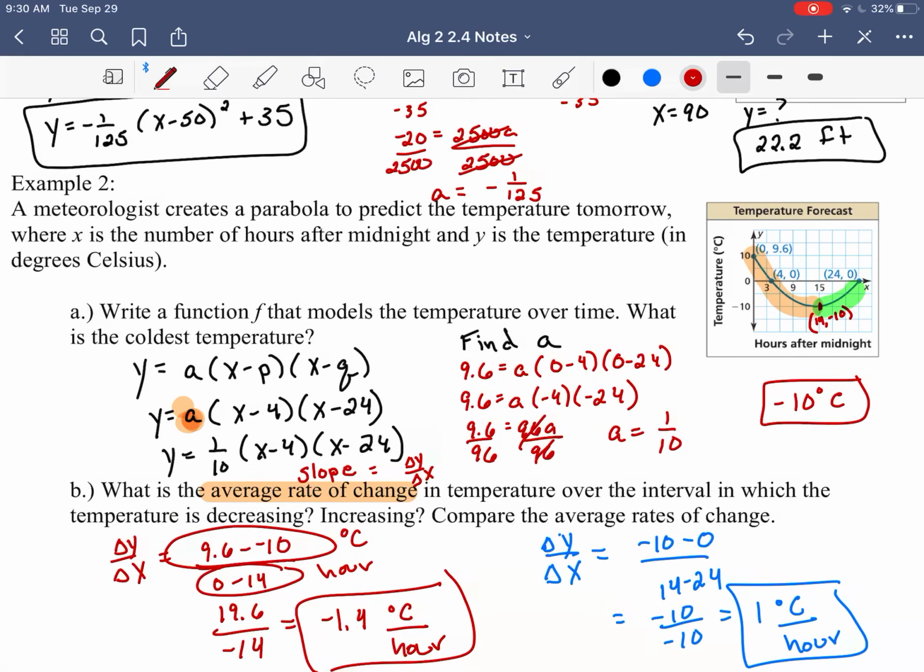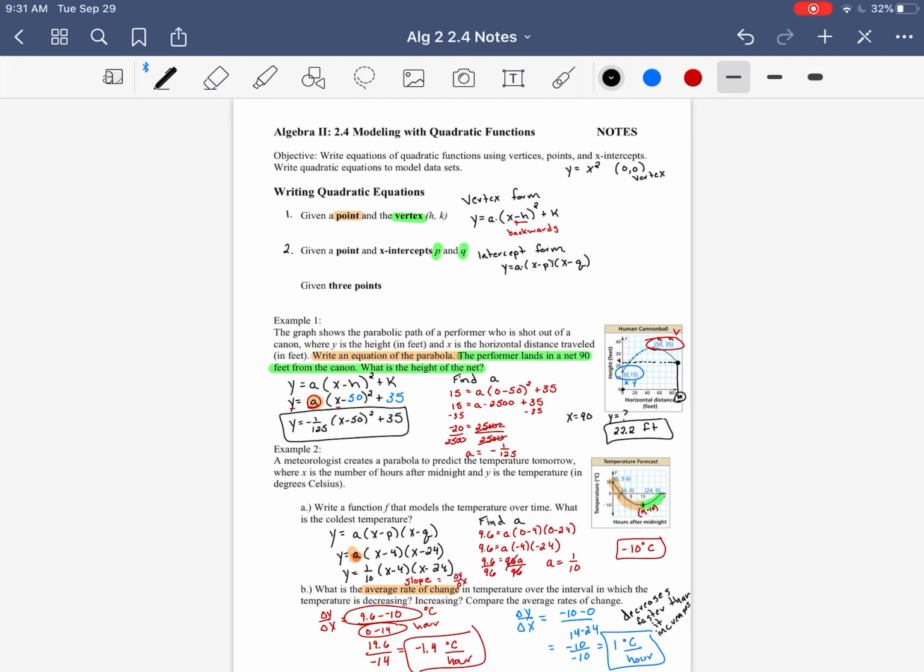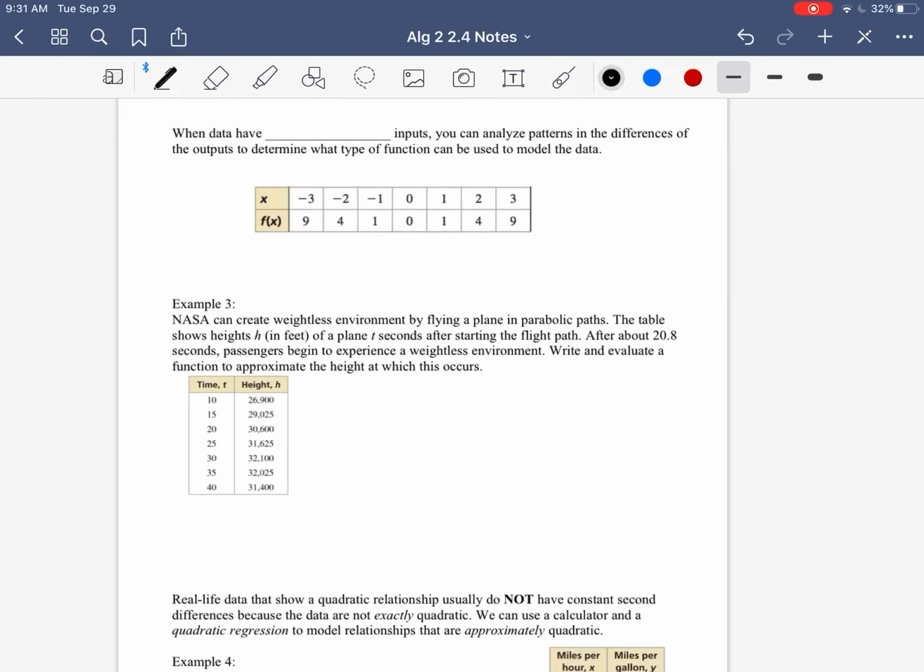Well, comparing these two, it actually decreases faster. By looking at this, this is a bigger negative number than this one is. So it actually decreases faster than it increases. So we would say decreases faster than it increases. Okay. All right, next.